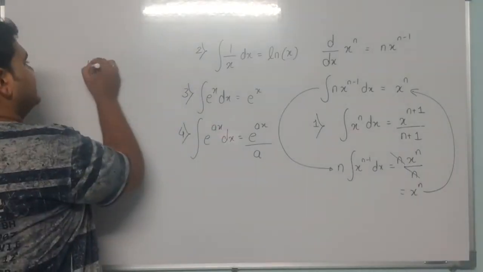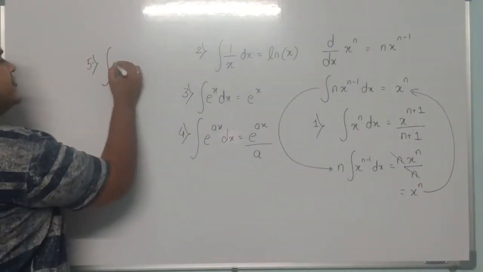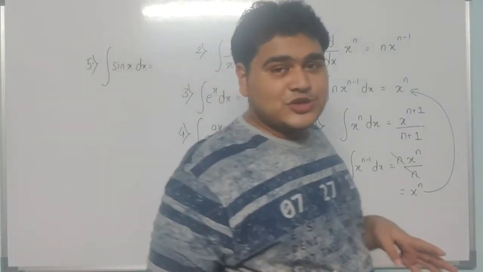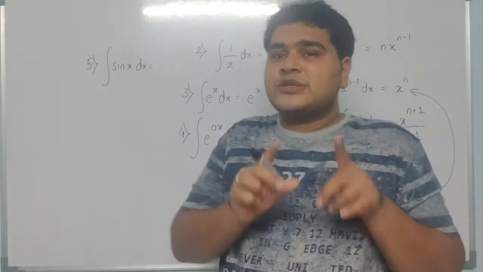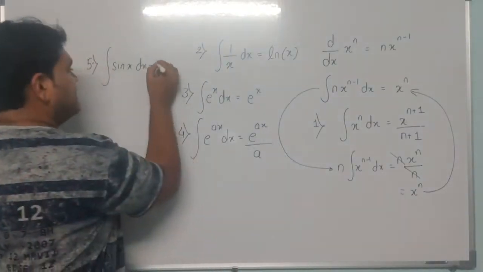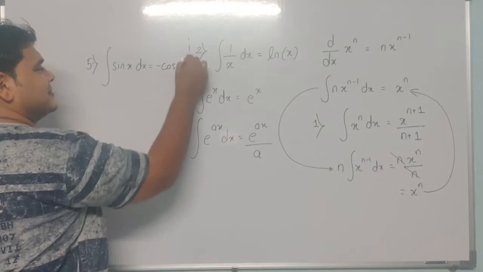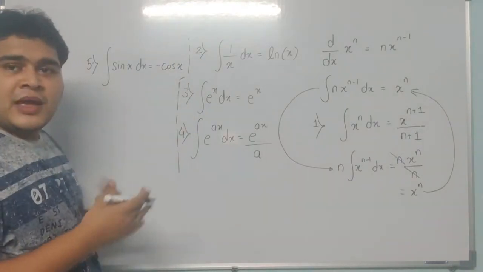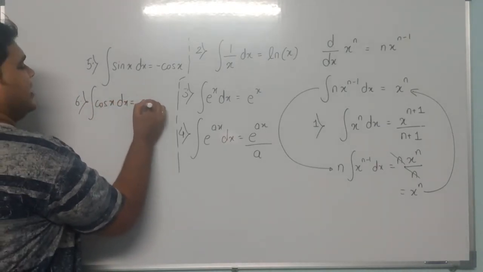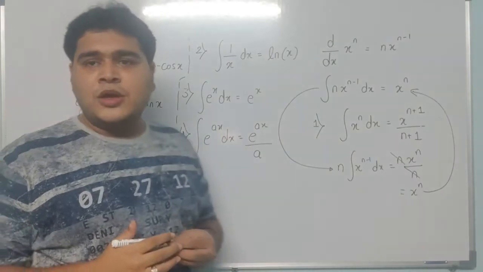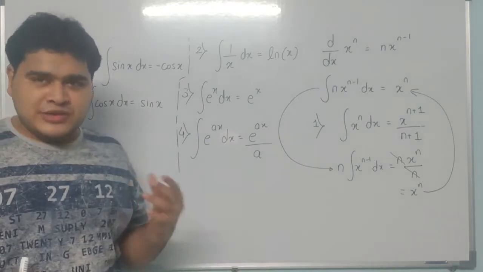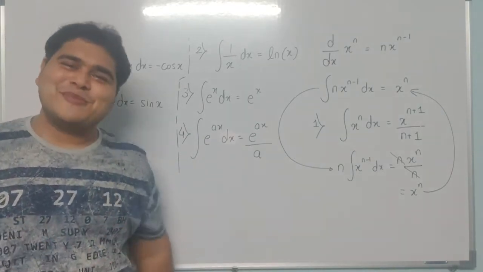Yes, then the fifth formula goes as integration of sin x dx. Yes, I hope you remember the derivative of sin x was cos x and derivative of cos x was minus sin x, which means the integration of sin x is going to be minus cos x. Correct? And then we have the last formula, integration of cos x dx as sin x. So guys, in integration, you don't have to worry about many formulas, but yes, you have to remember all of them.